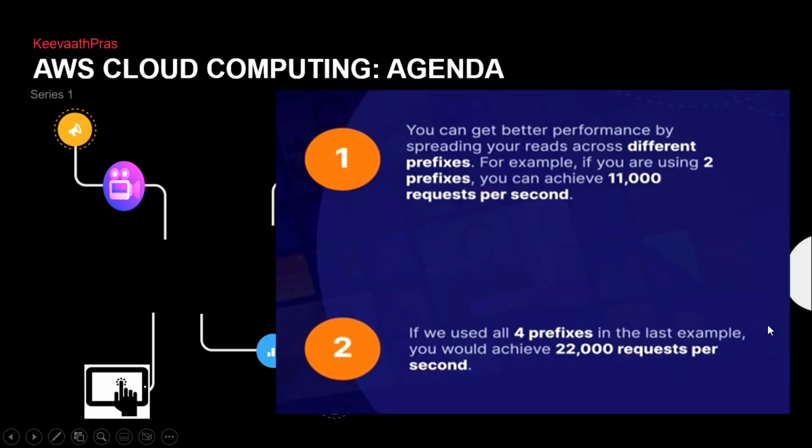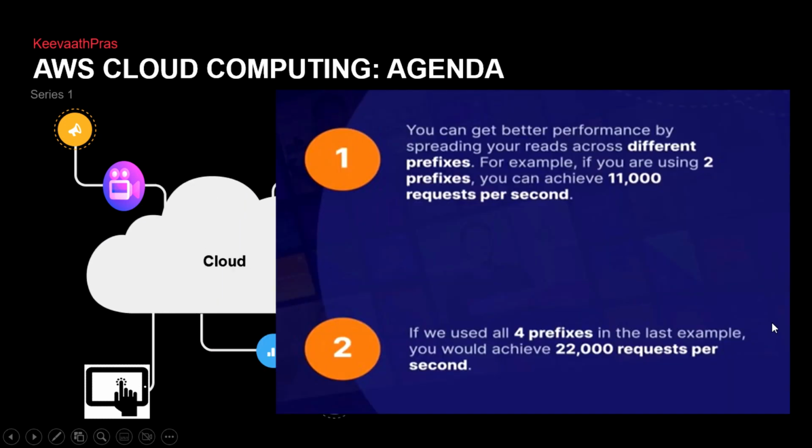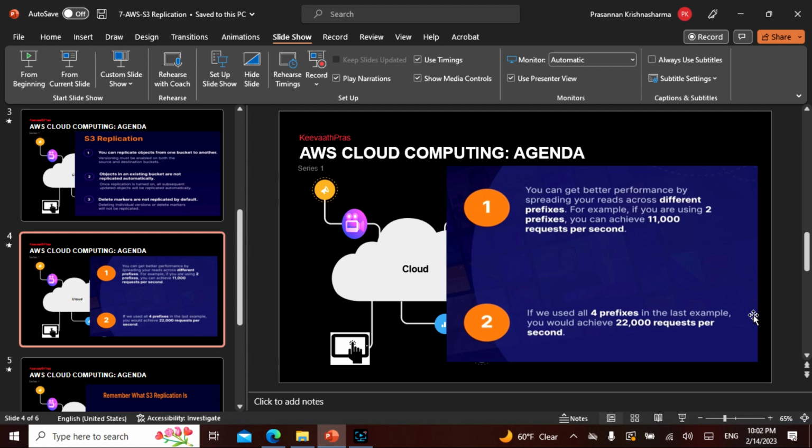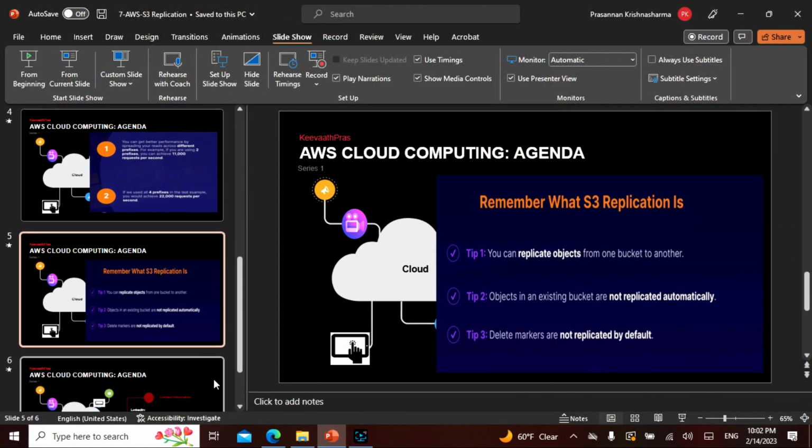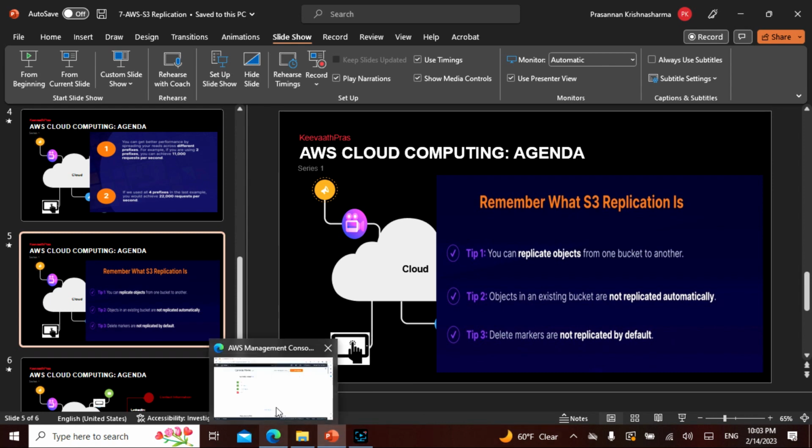So just understand this. So this is what is there in the replication. Having said that, let's see what you can replicate. Okay, this is what it is, and we also discussed the delete markers. Having said that, let's go to the console and see how it works.